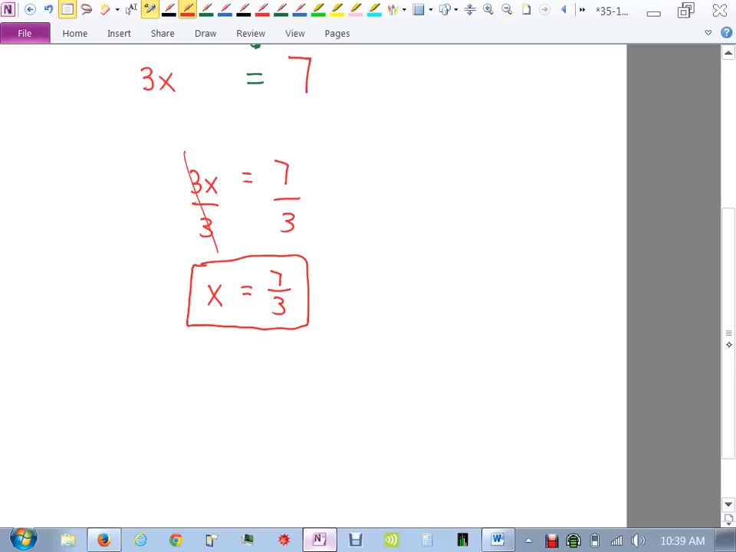One more. Let's try one more. But it's going to be a little more challenging. I'll save fractions till next class, all right? How about this one? 2 parentheses x minus 5 close parentheses equals -3 bracket 2 x plus 1 in parentheses minus 6 close bracket.